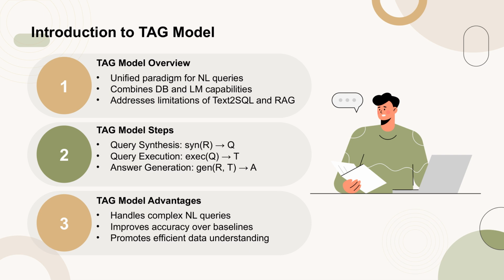The TAG model operates through three key steps. First, it synthesizes the user's natural language request into an executable database query. Second, it executes this query to retrieve relevant data. And third, it generates the final natural language answer using the retrieved data and the original request. This approach significantly improves accuracy over traditional methods, demonstrating its potential to transform how users interact with their data.